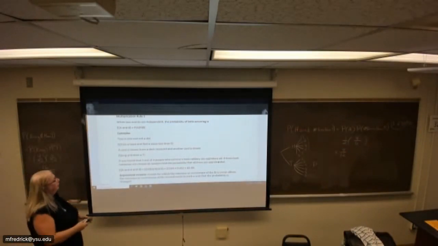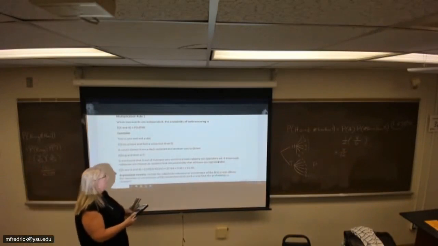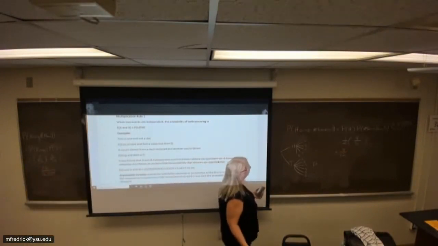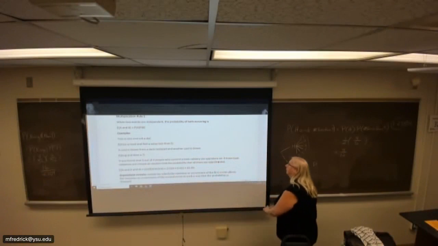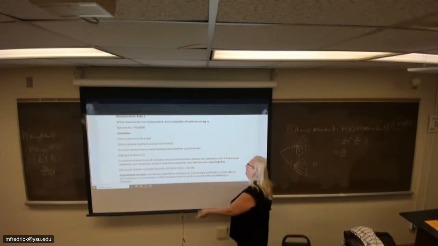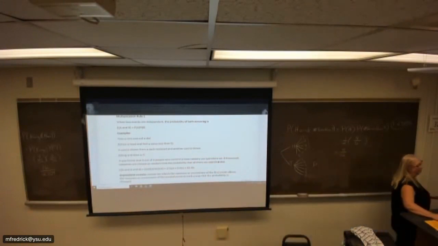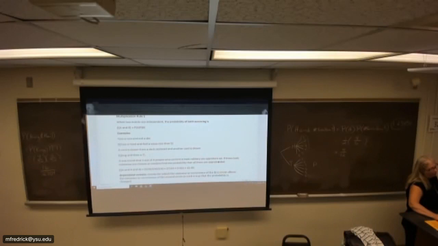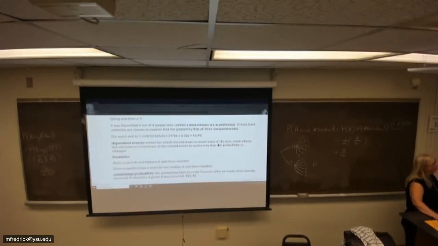It was found that 3 out of 4 people who commit a bank robbery are apprehended. If 3 bank robberies are chosen at random, I wrote the answer in there. Find the probability that all 3 are apprehended. Okay. You can find each separately.